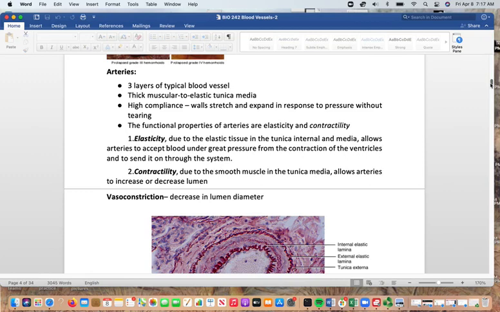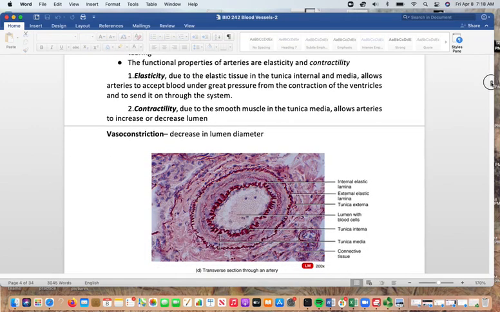So functional properties of arteries are elasticity and contractility. Elasticity is because of that elastic tissue in there. It will allow it to stretch when you're under a lot of pressure from contraction of the ventricles. So you're going to see more elasticity in the larger vessels.